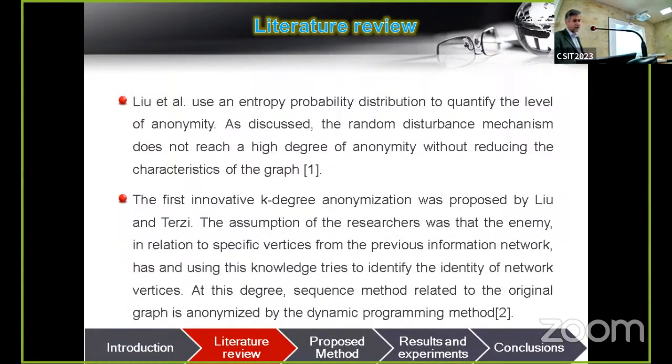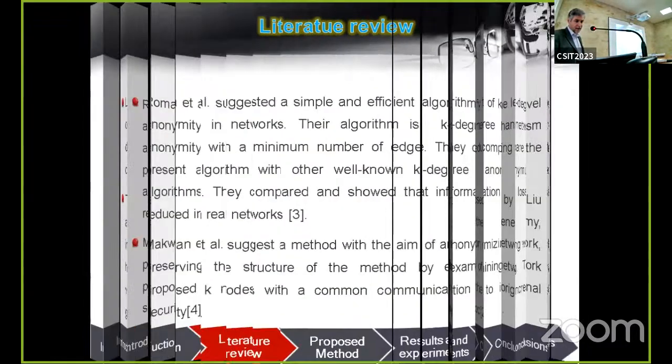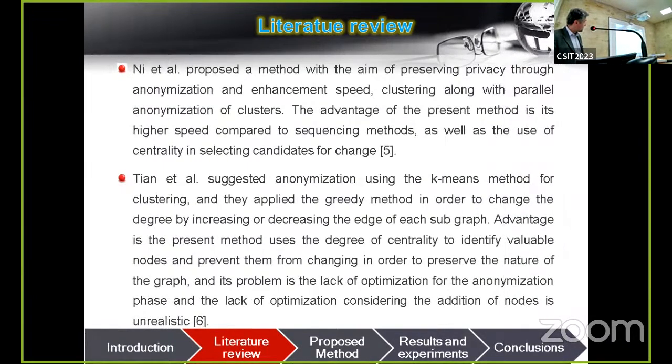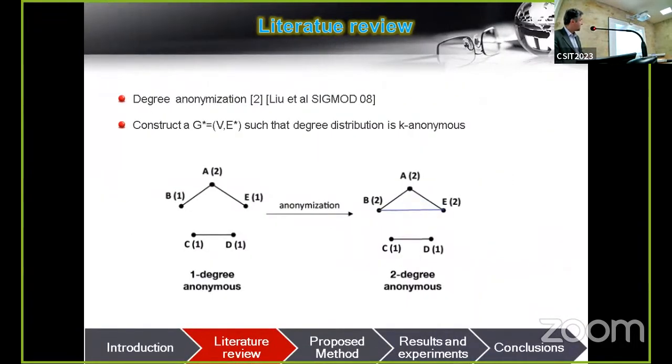Some literature we have here, for example, Liu et al., and Liu and Terzi, and Roma and Marquand, and Ni et al., and Tianan et al. Because we have a short time, we skip this literature. But the concept here is degree anonymization, reference Liu et al.: we have a constraint G star equals V and E star such that the degree distribution is k-anonymous. This means we convert graph G to G star.